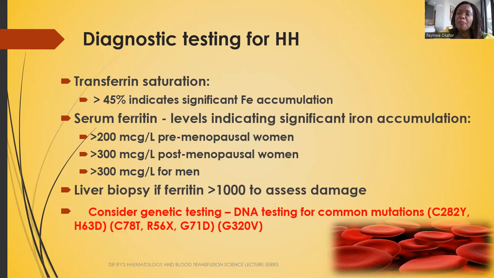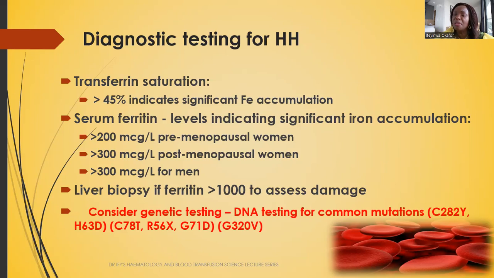Then the next thing that can be done to aid the diagnosis of hemochromatosis is a liver biopsy. This is done when ferritin is more than 1,000 micrograms per liter, and the liver biopsy is done to assess liver damage. When you have done all these things, the next thing you should consider is genetic testing. It is important to order genetic testing.